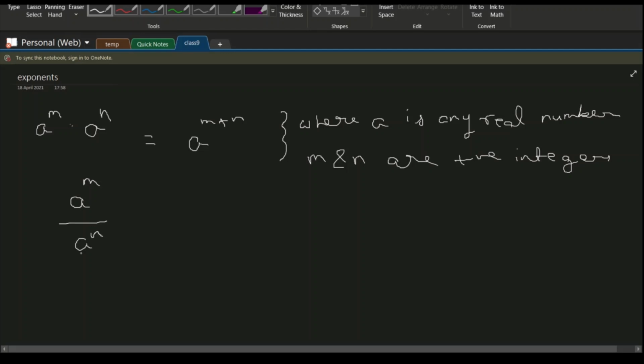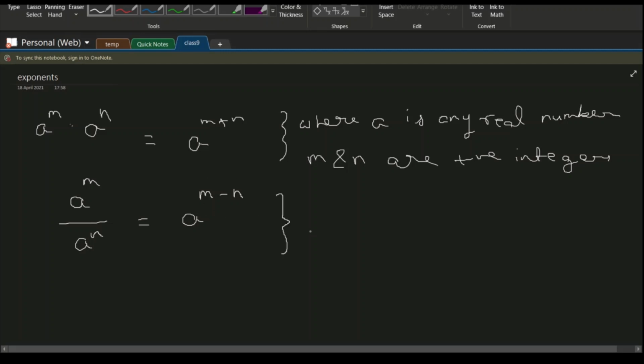And one more law we saw was a to the power m by a to the power n. So here the base is the same, right? Only the exponents or the powers are different. So here we saw a to the power m minus n. And we saw why it happens: this is a multiplied with itself m times, and in the denominator you have a multiplied with itself n times, and then a lot of terms will get cancelled out. So what will remain is a to the power m minus n.